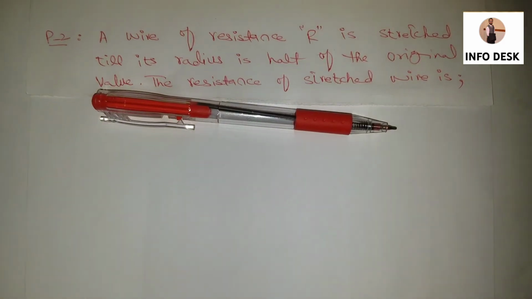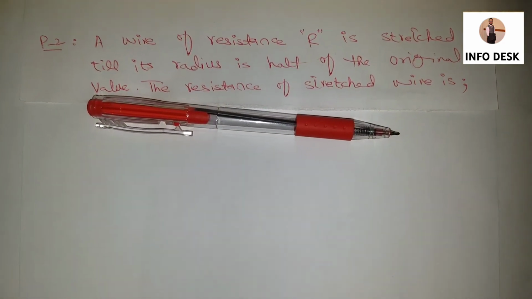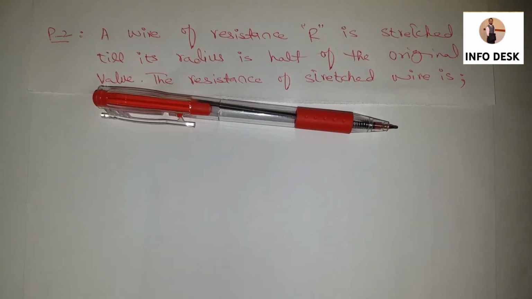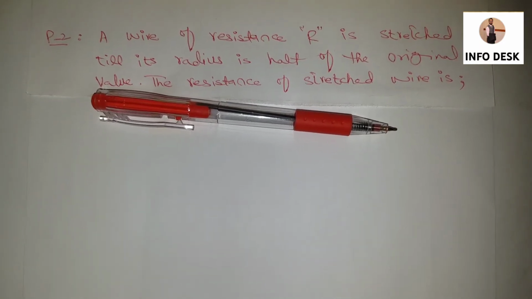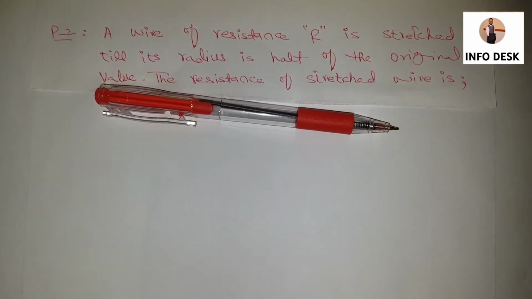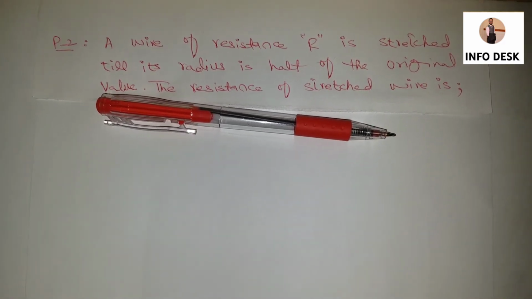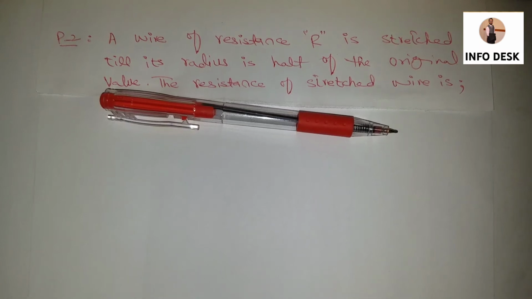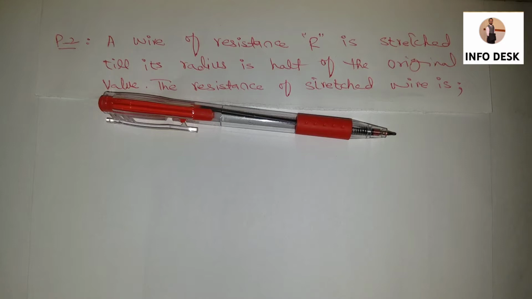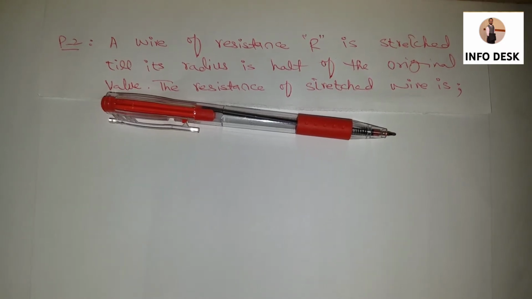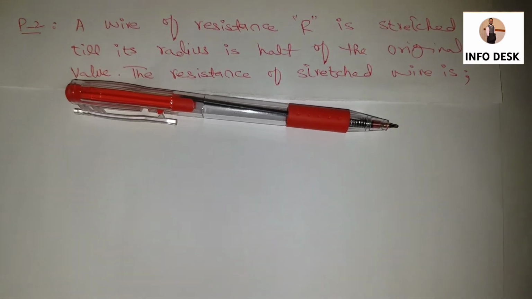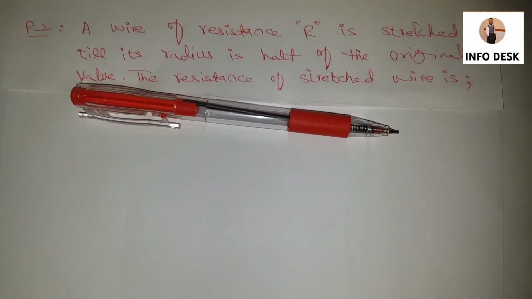Hi. The question is, a wire of resistance R is stretched till its radius is half of the original value. Then find the resistance of the stretched wire. Before starting the problem, we have to understand the concept that the volume of the wire remains the same before and after stretching. So we have to find the ratio of the lengths before and after stretching.